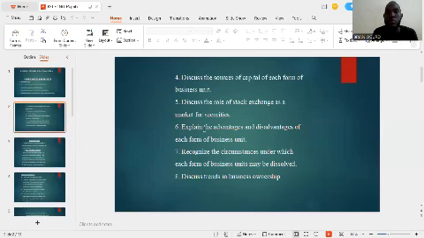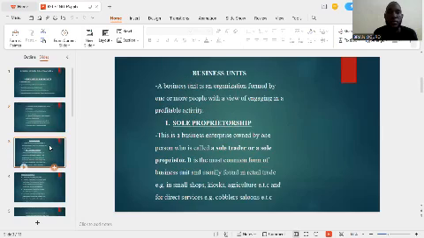You should also be able to discuss the sources of capital of each form of business unit, discuss the role of stock exchange as a market of security, explain the advantages and disadvantages of each form of business unit, recognize the circumstances under which each form of business unit may be dissolved, and lastly, you should be able to discuss the trends in business ownership.